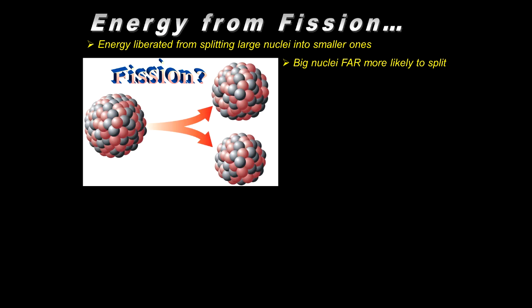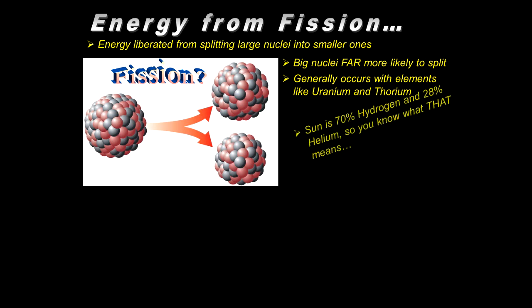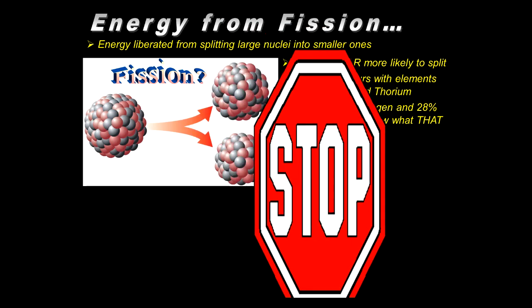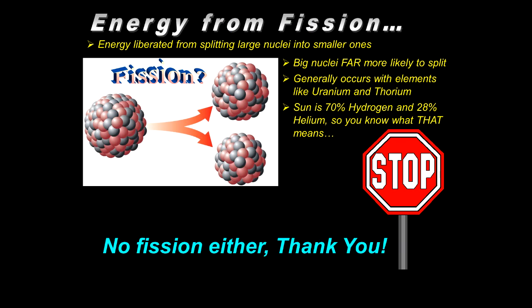Now, the big nuclei are the ones that are far more likely to split apart. Things like thorium, uranium, and potassium, the large nuclei splitting into smaller ones. Well, the sun is 70% hydrogen and 28% helium, which is almost all of it. So you know what that means? It means that you can't have fission in the sun because it's almost all little nuclei that don't fission. So we still haven't gotten to the bottom of this.